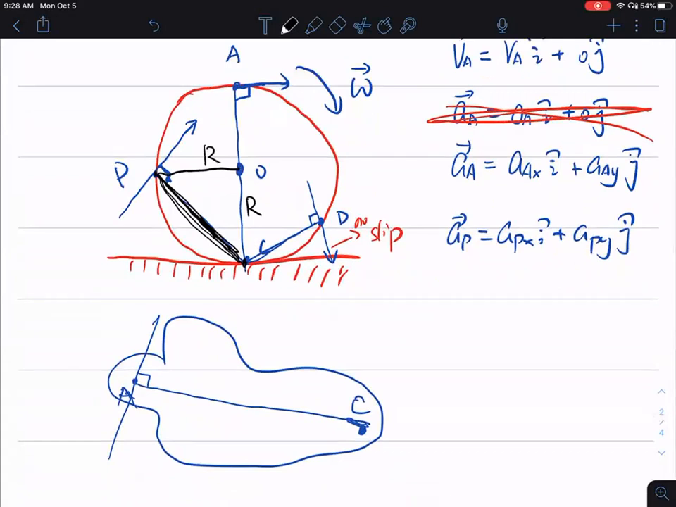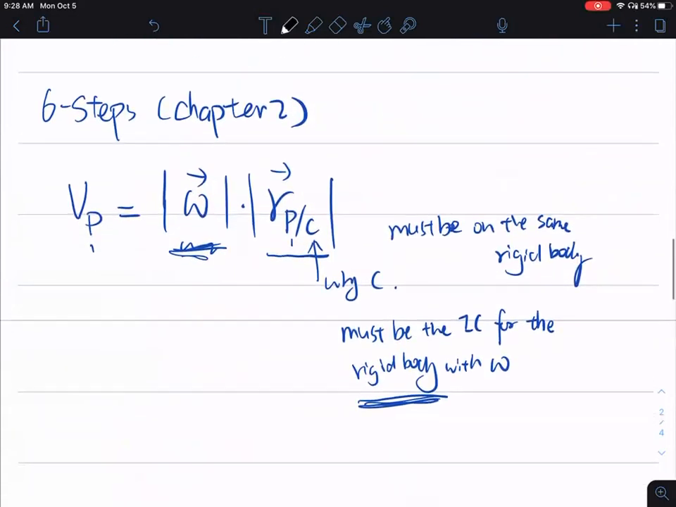Okay, I saw many mistakes. I think a lot of you know this is the equation to calculate the speed, but you mess up the distance. You don't know which distance to use. It must be the distance from the instant center of the rigid body to the point, whatever that point is, in this case P. All right. Any questions on instant center?